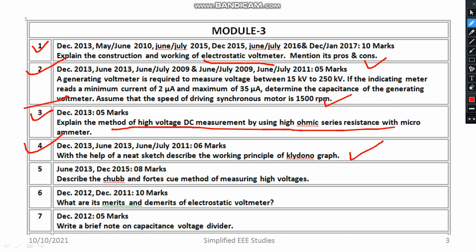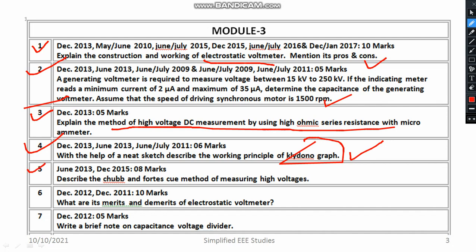This is actually yet to be covered. The Klydonograph is yet to be covered. You can measure the impulse waveform using the Klydonograph. That is yet to be covered. I will be completing it as soon as possible and let you know, and I will share the information once I have uploaded the Klydonograph.